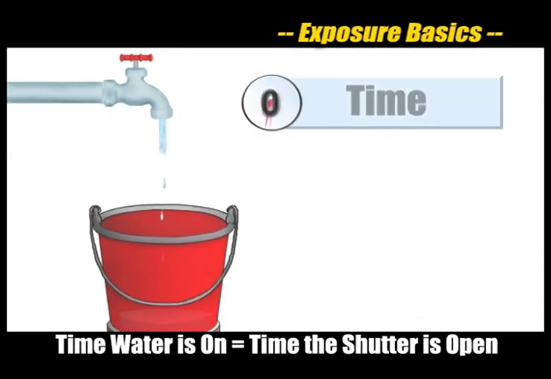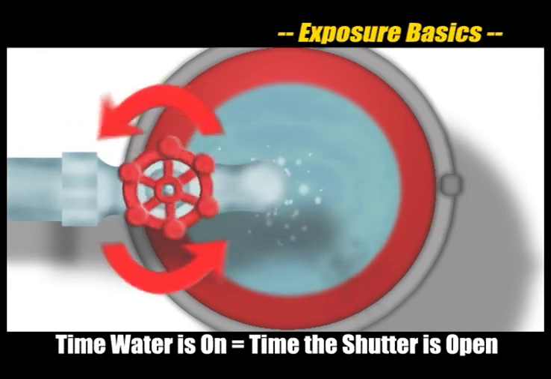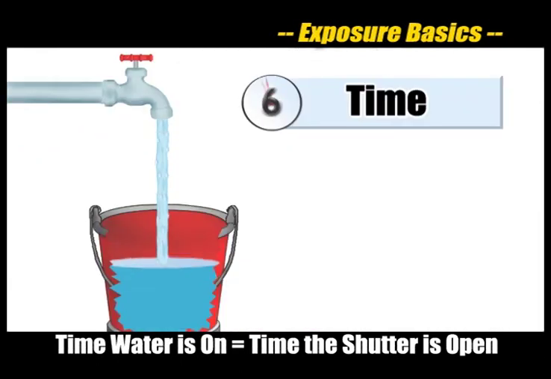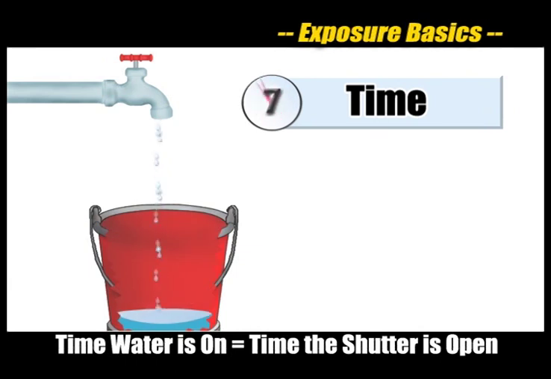The wider the tap is open, the more water will come through the nozzle into the bucket. This means the tap will only need to be open for a short amount of time. If the tap only has a narrow opening, on the other hand, water will only trickle into the bucket, and you'll need to leave the water turned on for a much longer period of time to fill it up.